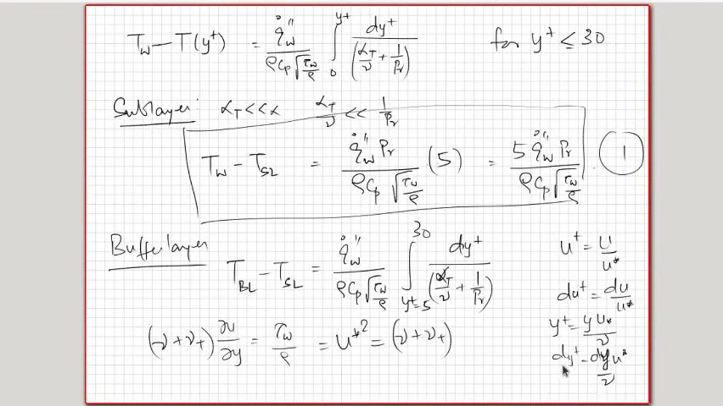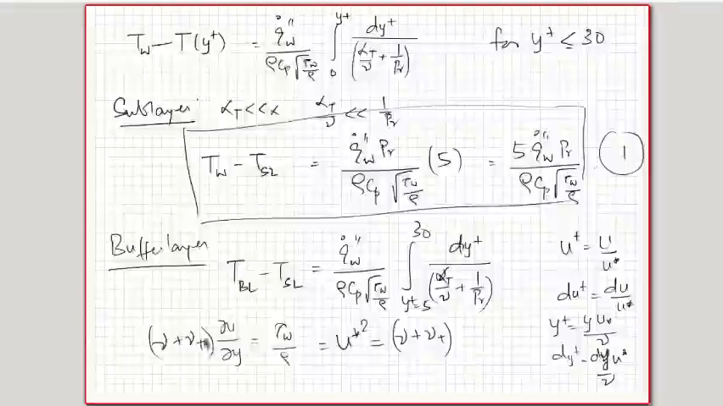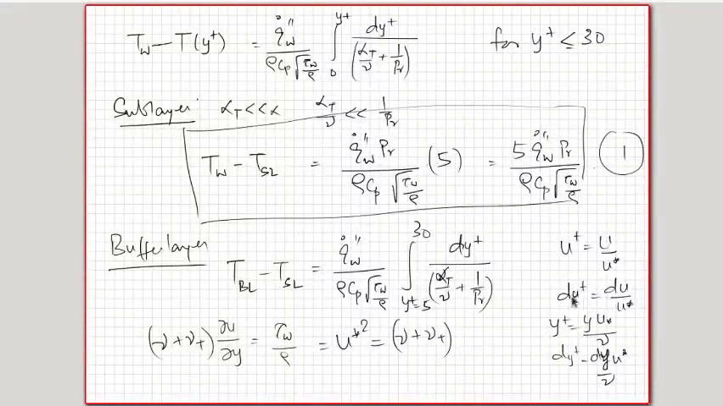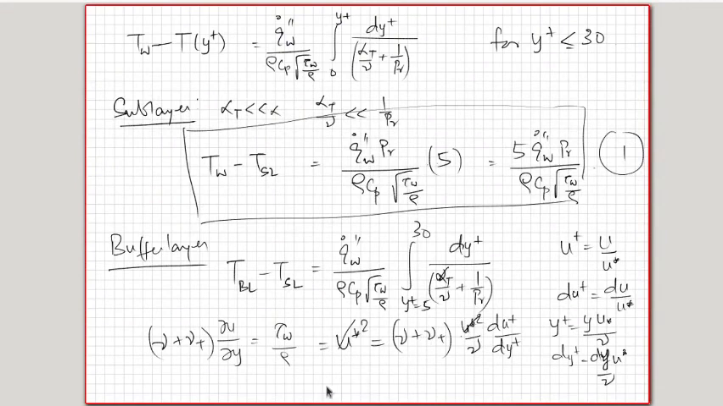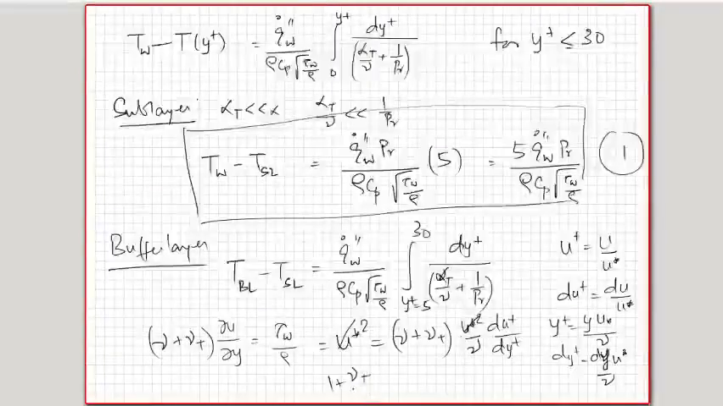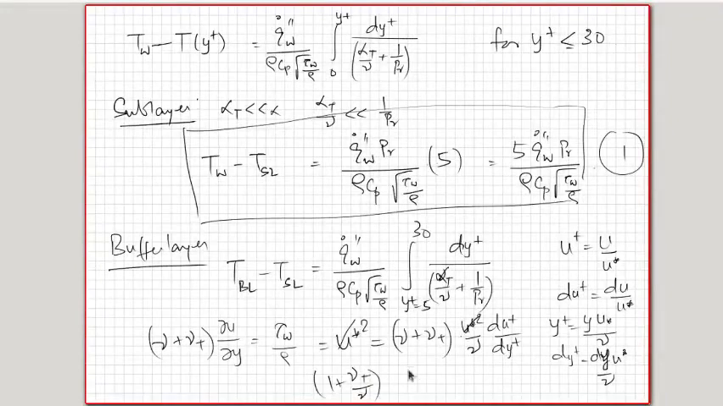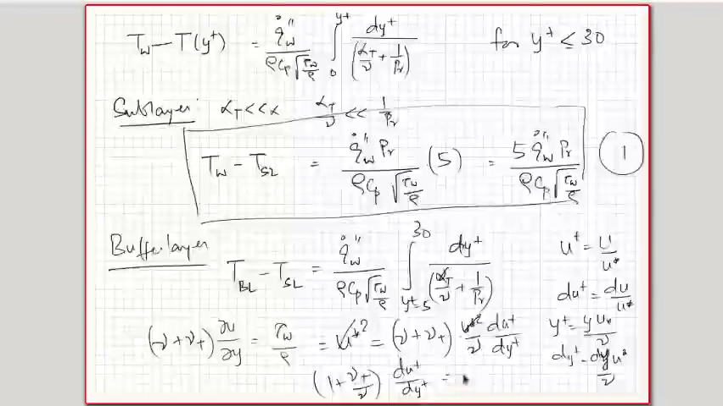So du plus by dy plus, so du by dy which I have here will actually become du plus by dy plus with a U star squared by nu. So this into U star squared by nu into du plus by dy plus. Okay, now if I cancel out the U star squared from both of these sides, I will be able to get 1 plus nu t by nu into du plus by dy plus is equal to 1.